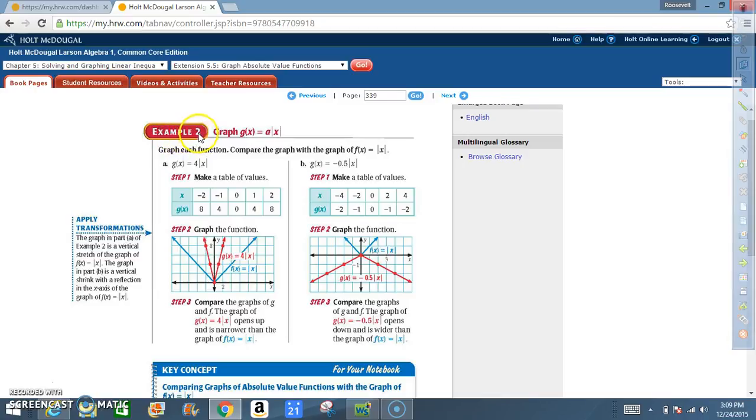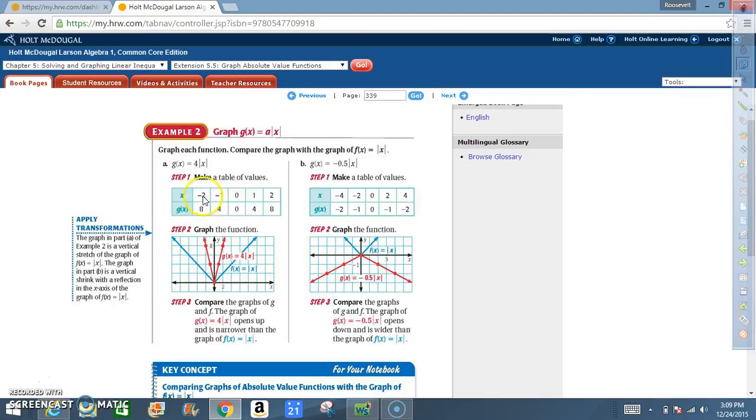Okay, next we have example 2. Graph g of x is equal to a times the absolute value of x. Graph each function, compare the graph with the graph of f of x is equal to the absolute value of x. A. Graph g of x is equal to 4 times the absolute value of x. Step 1. Make a table of values. Once again, we pick 0, -1, -2, and then 1 and 2. So we have negatives, positives, and we have 0. We plug into our equation, and then we find our values.